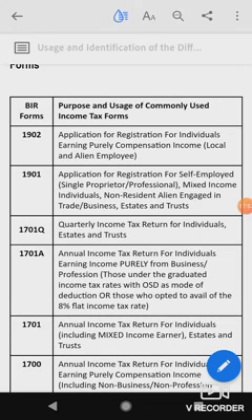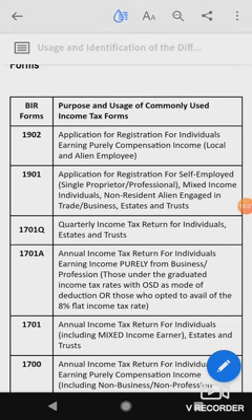1901. This is the application form for registration for the self-employed. Can be a single proprietor or a professional, mixed income individuals, non-resident alien engaged in trade or business, estate, and trust. And we have 1701Q. The purpose of this form is for the quarterly income tax return for individuals, estates, and trusts.